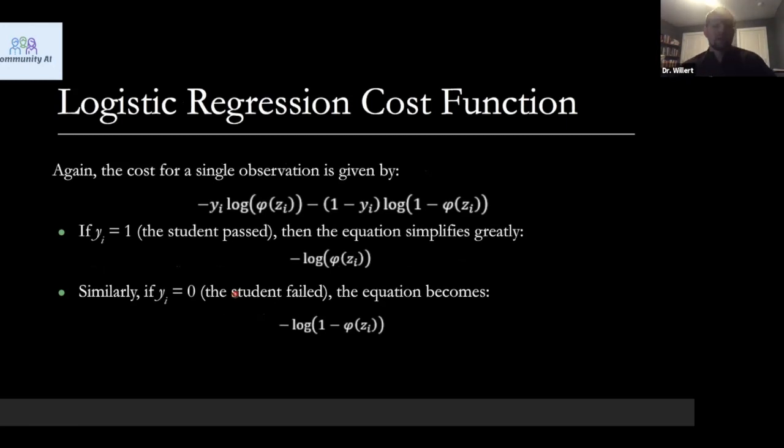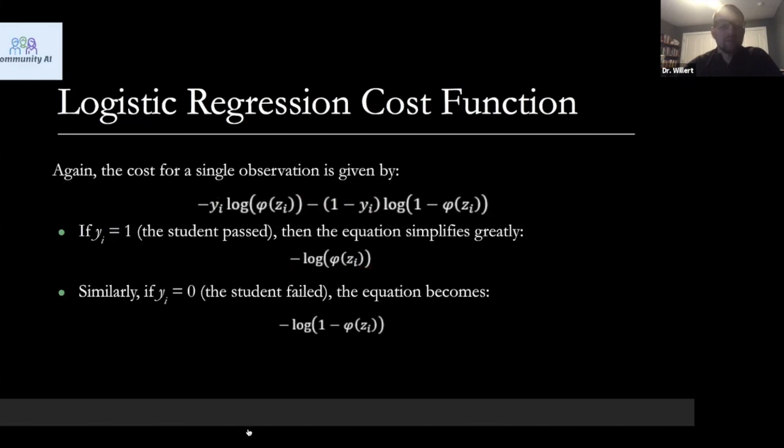So let's look at that equation and say, what do we get if y sub i equals 1? So if the student passed the test. Then the equation simplifies greatly. So if y sub i equals 1, we get 1 minus 1 here. So this multiplier out in front of the log on the right side becomes 0. So the second term here disappears completely. y sub i is 1, so we'll just drop the y sub i term here, basically. We'll just imagine a 1 out front, and we get the equation to be negative log of phi of z sub i.